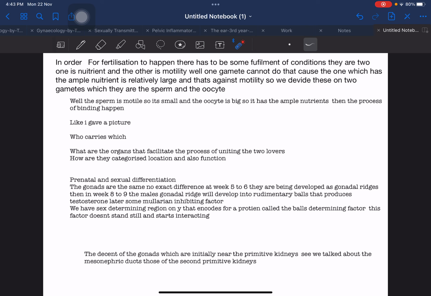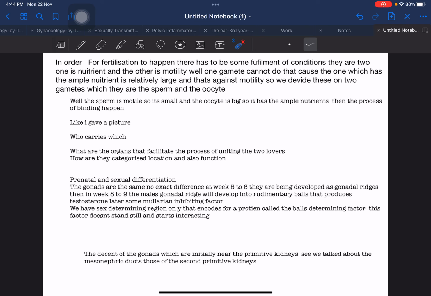Let's say the genitalia are divided, and the sex organs are divided, are characterized. So let's talk about the sex organs first. The sex organs are either primary or secondary. What do I mean by primary? What do I mean by secondary? The primary are the gonads, the balls, and the ovaries, which form the gametes.